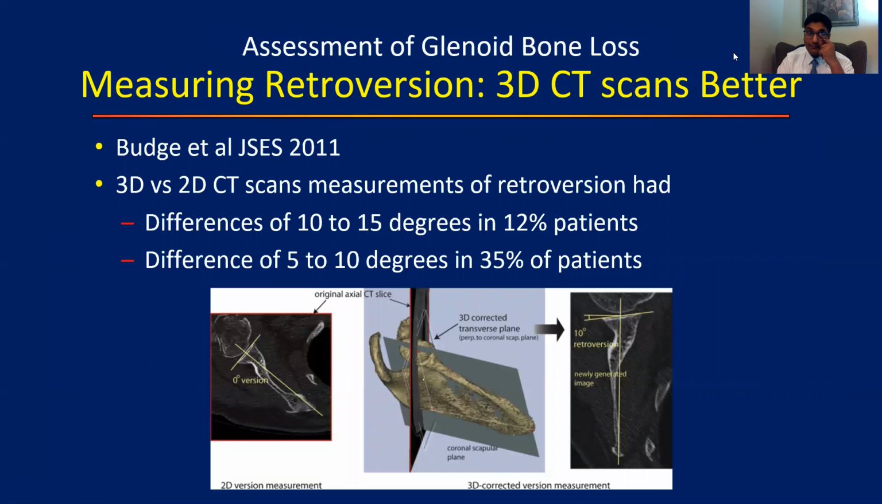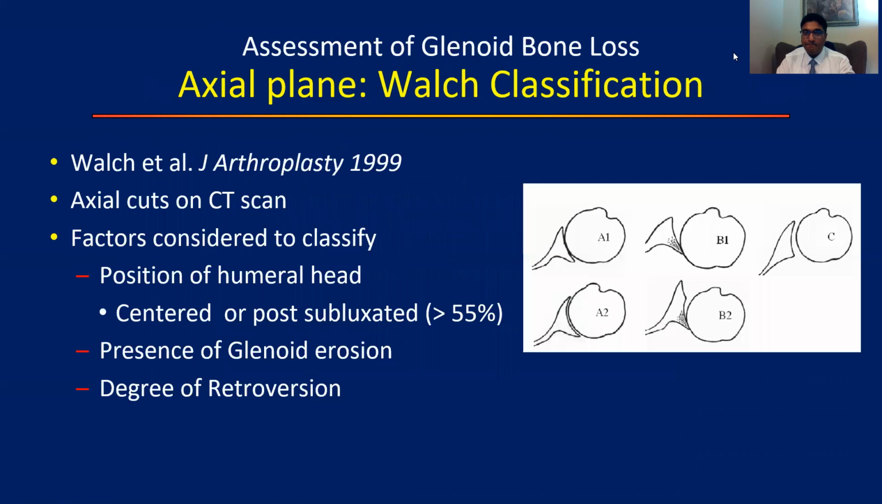Budge et al., in their study comparing glenoid measurements done by 2D CT scans and 3D CT scans, found a difference of 5 to 10 degrees in one-third of the patients, which is a substantial amount of measurement error that can lead to a lot of differences in clinical decision making. That's why it is advisable that we use 3D CT scans and take the proper slices to measure retroversion.